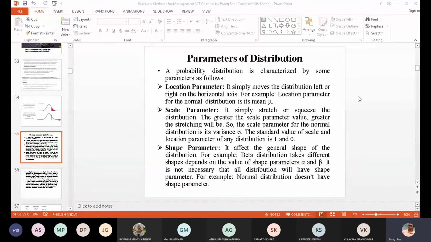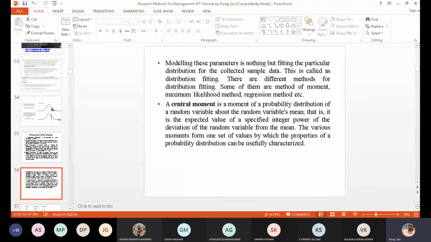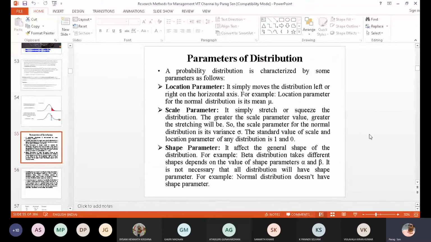Now there are some parameters of distribution you would like to know. So what are those parameters of distribution? A probability distribution is characterized by some parameters like location parameter, scale parameter, shape parameter. Okay, so now let's go through it. What is location parameter? It simply moves the distribution left or right on the horizontal axis. For example, the location parameter for normal distribution is its mean, mu.